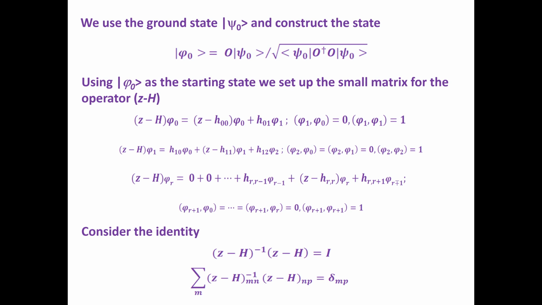Once you get the Lanczos matrix, you consider the following identity: (Z minus H) inverse times (Z minus H) is equal to the identity. A matrix multiplied by its inverse always gives you the identity. Expanding it, this summation should be over n, because the common index is n. I made a mistake. So the sum over n of (Z minus H) inverse mn times (Z minus H) np is delta mp. That is nothing but getting the matrix element of the product.